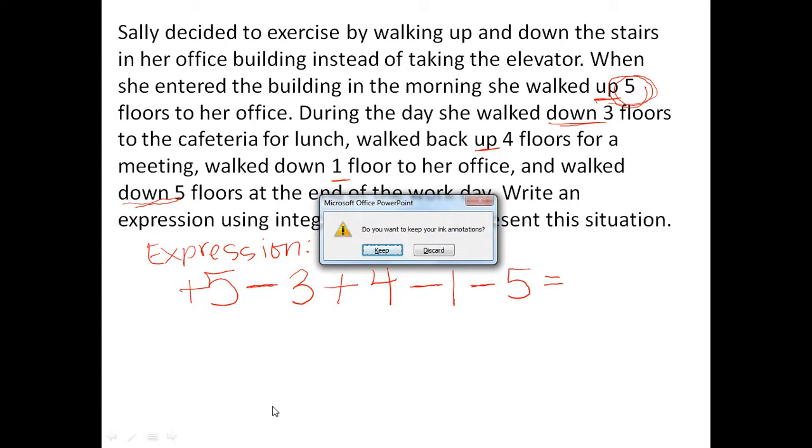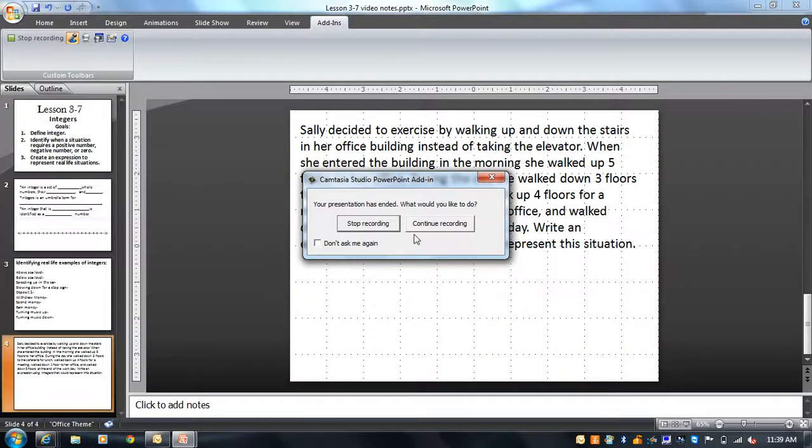Do I want to keep my ink annotations? No. Discard. Stop recording.